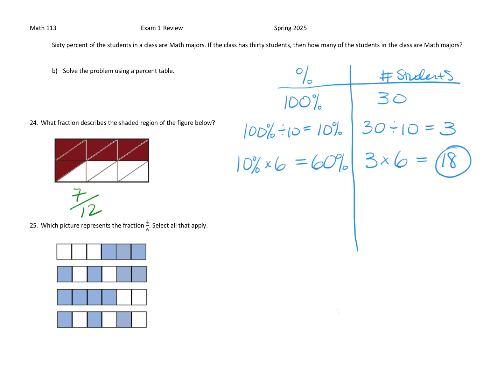25. Which picture represents the fraction 4 out of 6? So all of my pictures have 6 equal pieces. 1, 2, 3, 4, 5, 6. So I just want to choose the pictures that have 4 of them shaded. And that would be this one has 4 of the 6 shaded, and this one has 4 of the 6 shaded.